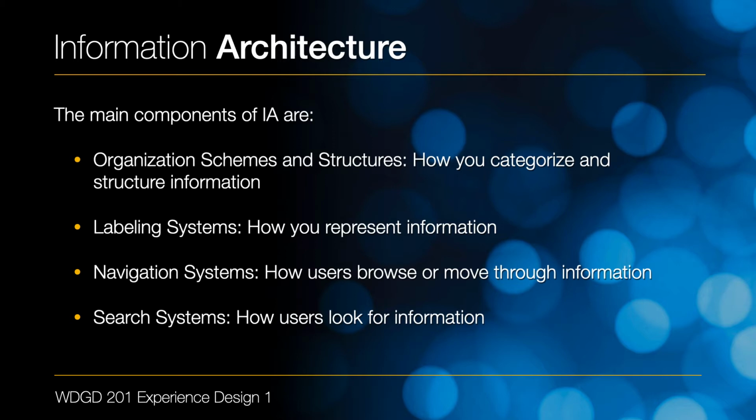Labeling systems, how you represent information, so what you call the bucket that you've put all this information into. Navigation systems, that's how you find the information on the site once you get there, or the app. Search systems, how users look for information. So this is like if there's a search functionality on the site, how does the search work? There's many different ways. Searches could just match against the text on the page, or they can match against keywords or tags. Sometimes that's more effective if the content is tagged effectively.